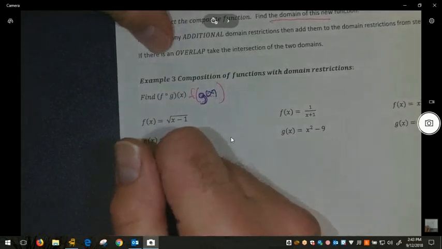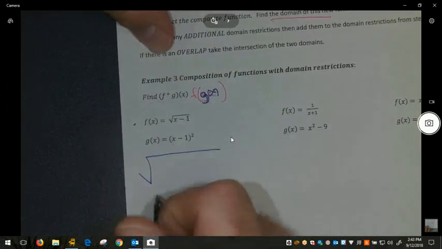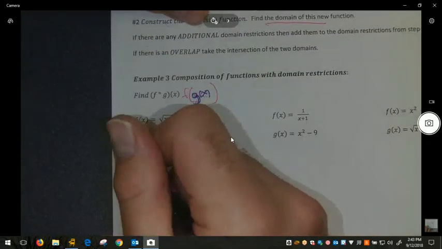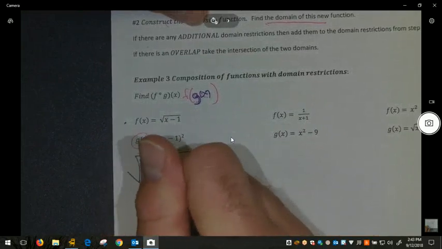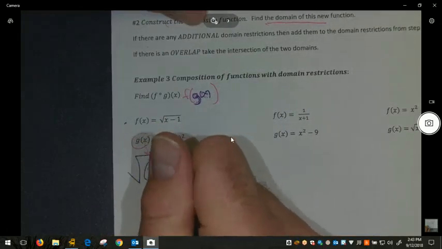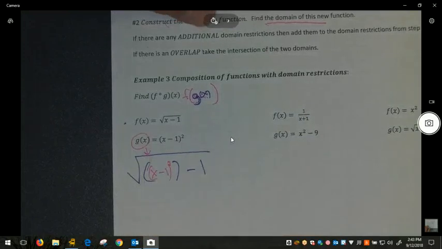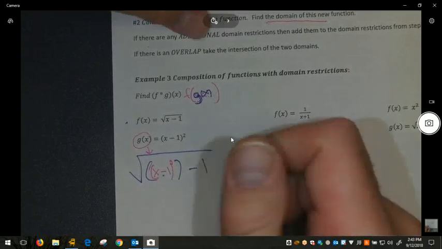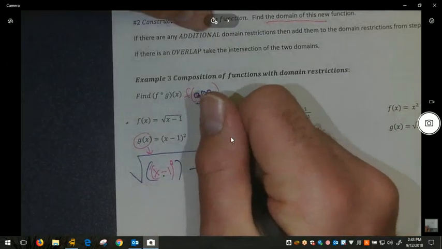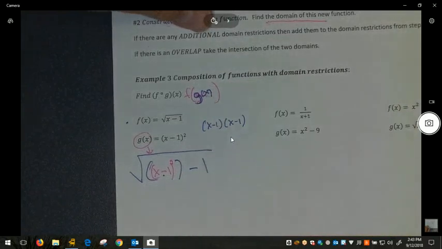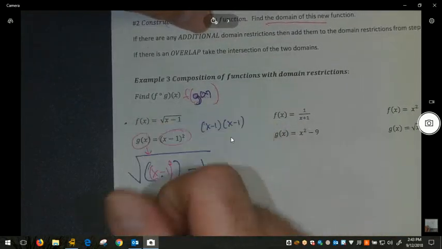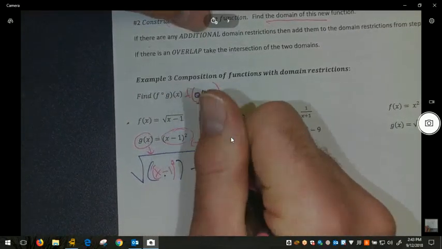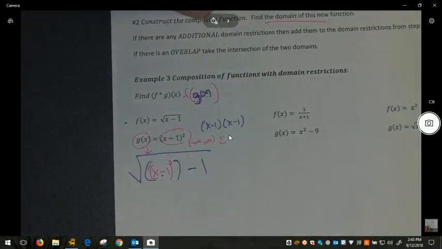So I have f is the square root of x minus 1. And we are putting g into that, x minus 1 squared. When I square x minus 1, I cannot just distribute because there's a sign in there. There are two terms. It's a binomial, so I have to expand it as x minus 1 times x minus 1. This function by itself, the x squared minus 1, has no domain restrictions. It's all real numbers. So I'm happy because I don't have any restrictions to worry about yet.